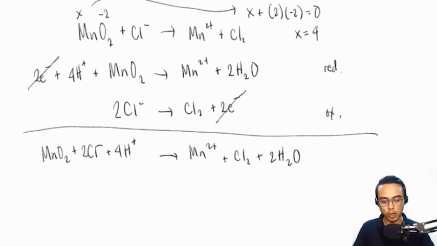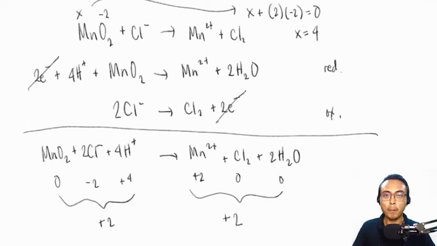Now, for the total charge, MnO2 is 0. 2Cl minus is negative 2. 4H plus is positive 4. The total charge on the reactant side is positive 2. On the product side, Mn2 plus is positive 2. Cl2 is a free element, therefore it's 0. And then H2O is a neutral compound, therefore it's 0. Total charge on the product is also positive 2.